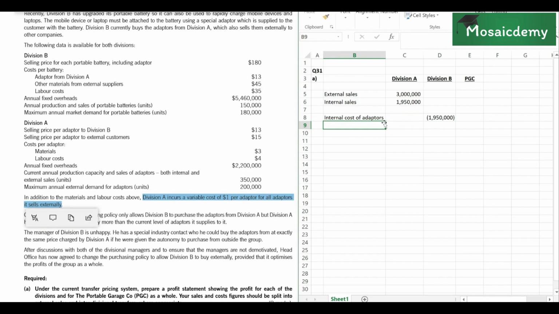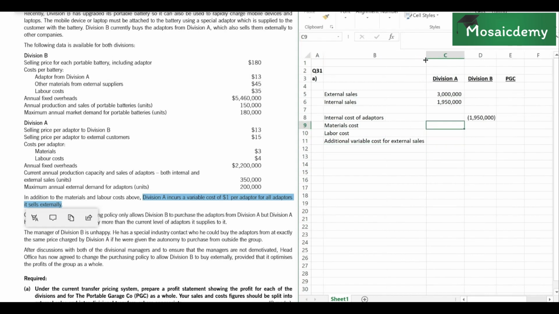Okay, so this is not relevant. We'll move on to the next one, which is materials cost, then labor cost, then additional variable cost for external sales, right? Let's be clear on what we're including in all of these so that the market can follow. Okay, so material cost will be minus $3 into how many units in total? The 350,000, 200,000 externally and 150,000 to division B.